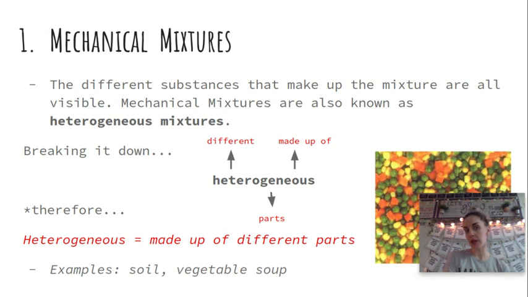Mechanical mixtures are mixtures where you can see all the parts, right? You know that when your mom's making you supper and she mixes all your vegetables together and you're like, oh, gross, my peas are touching my corn, or whatever you complain about. That's what we would call a mechanical mixture. You can see all the little pieces that are making that up. Another word that we use for mechanical mixtures would be heterogeneous mixtures.